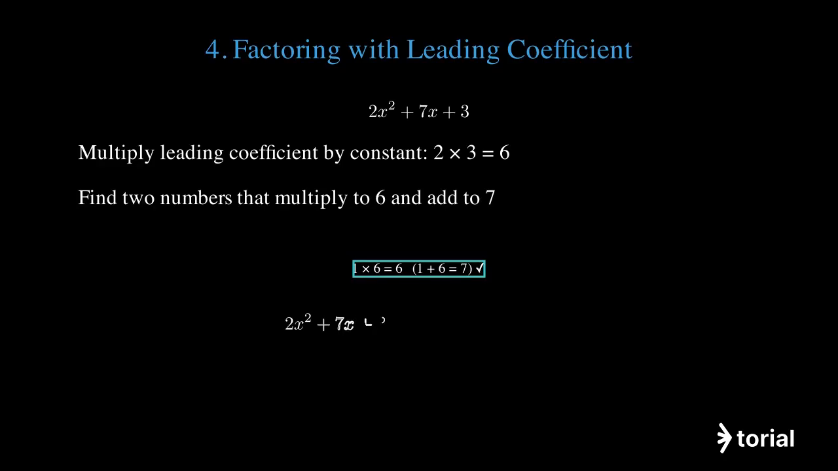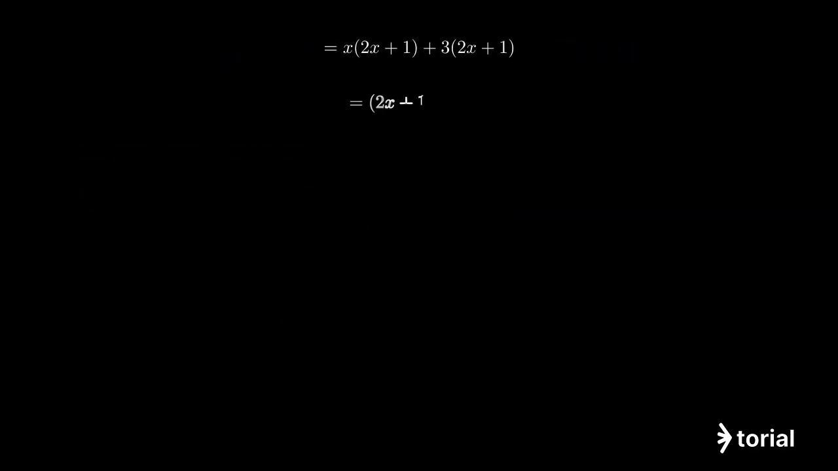Perfect. We rewrite the middle term as 1x plus 6x. Factor by grouping to get x times the quantity 2x plus 1, plus 3 times the quantity 2x plus 1. Finally, we factor out the common binomial to get 2x plus 1 times x plus 3.